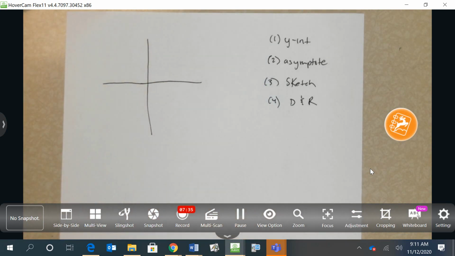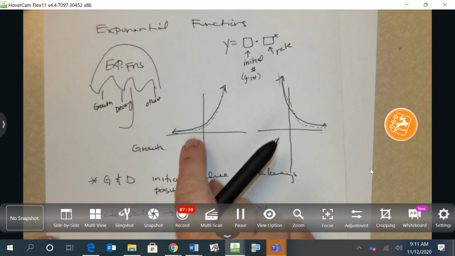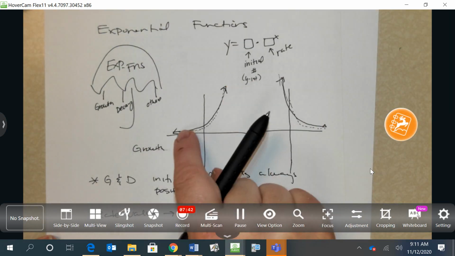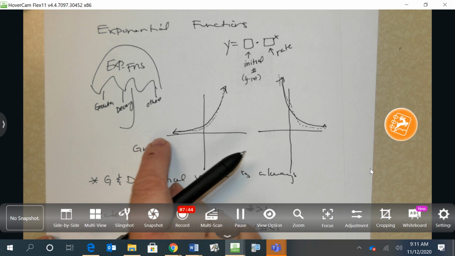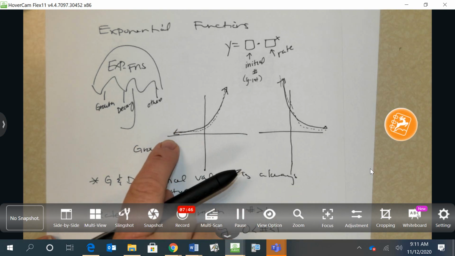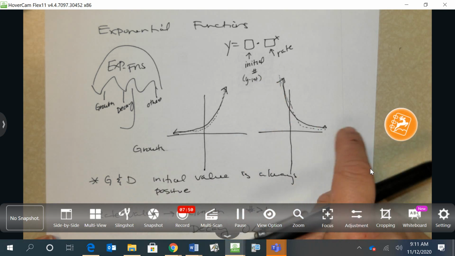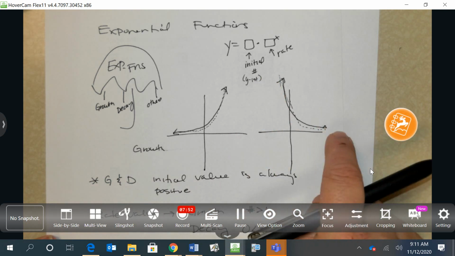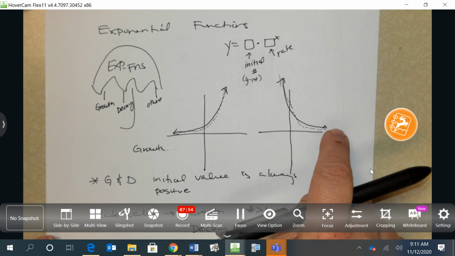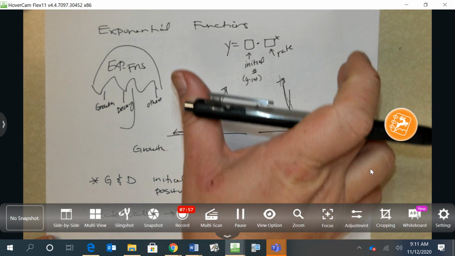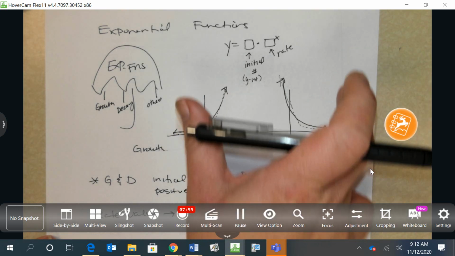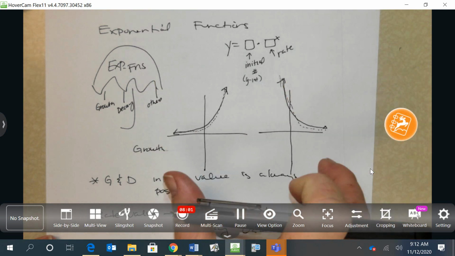Now everything goes back to you understanding that this is growth and this is decay. Notice this is getting closer and closer to the x-axis, but it'll never actually cross over. That's an asymptote we'll talk about. And this is getting closer and closer. We call it approaching. It's approaching the x-axis as well. Again, it will never touch or cross over unless the equation said we need to translate it down.